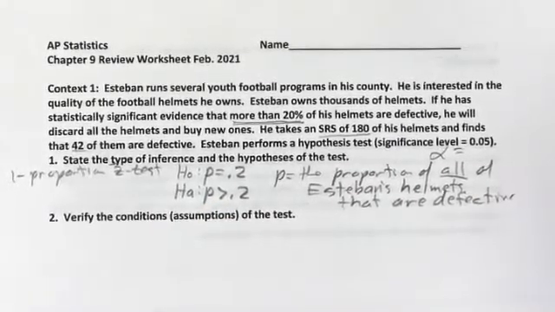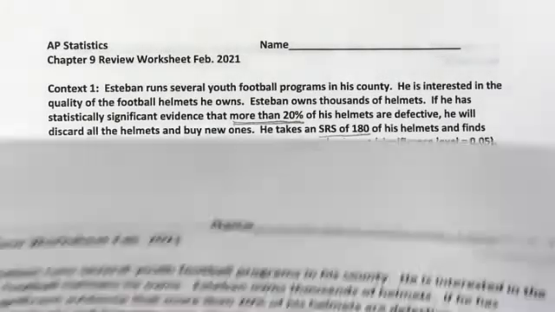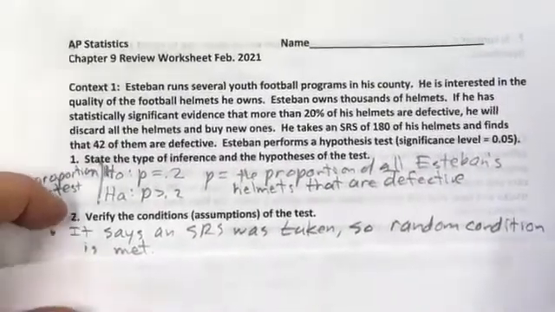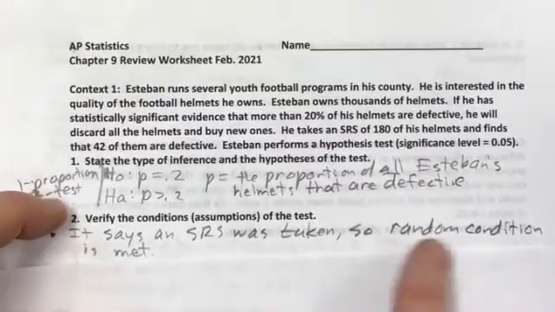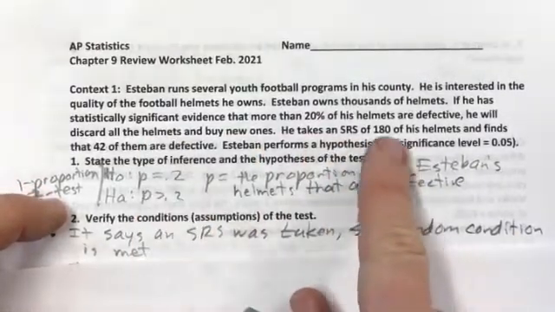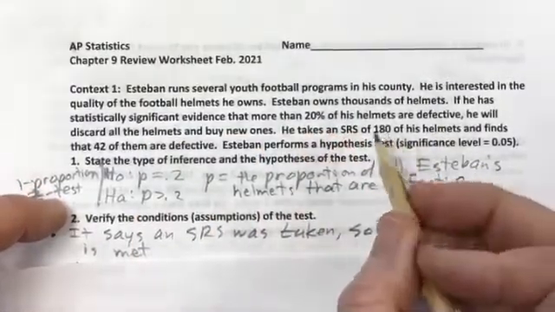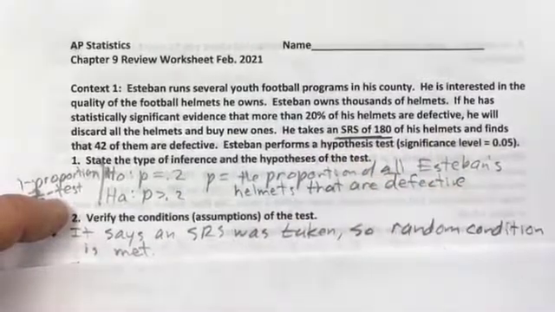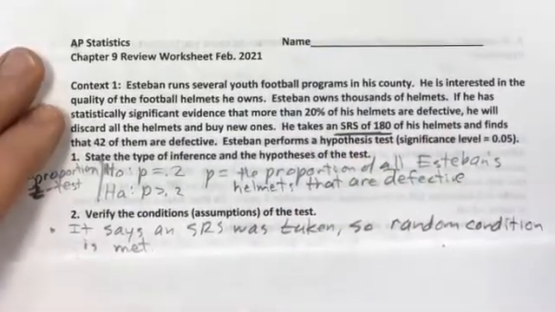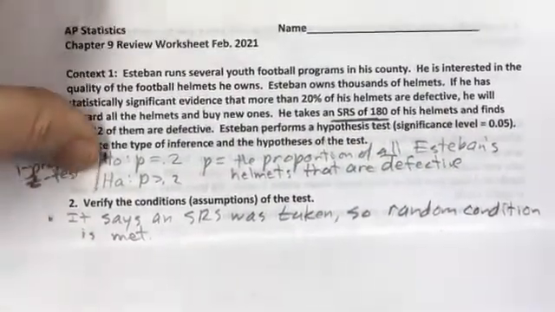Verify the conditions. All right, so the conditions, I've written them out here. All right, so that is SIN. So first of all, it says an SRS was taken, so random condition is met. It has to say SRS or random, one of the two, okay? And so that condition's met. That ensures we don't have bias in our selection method.